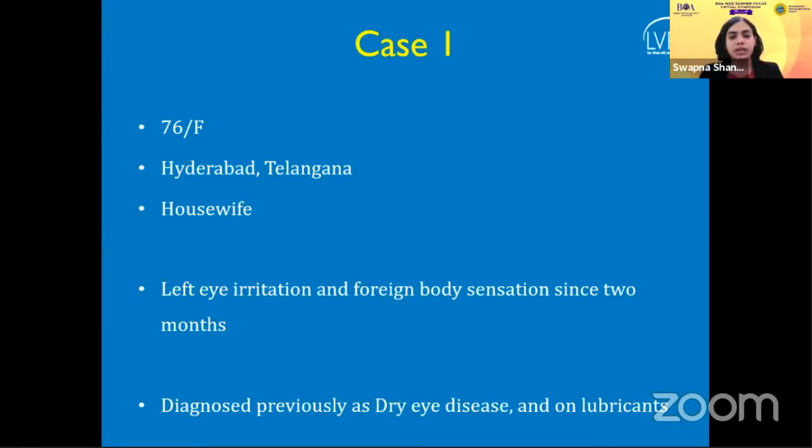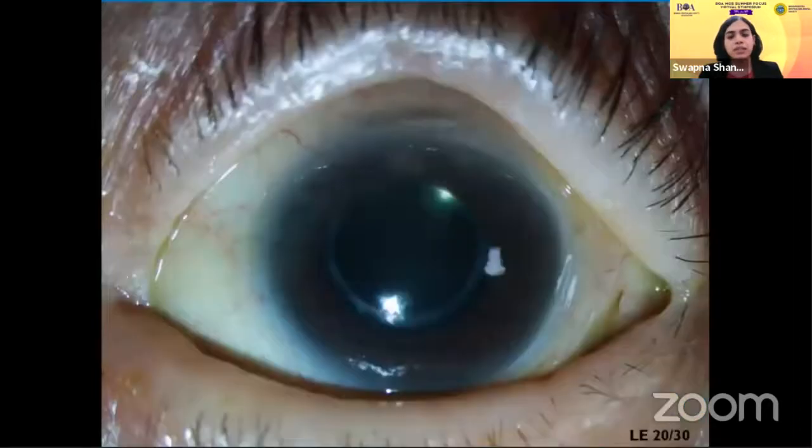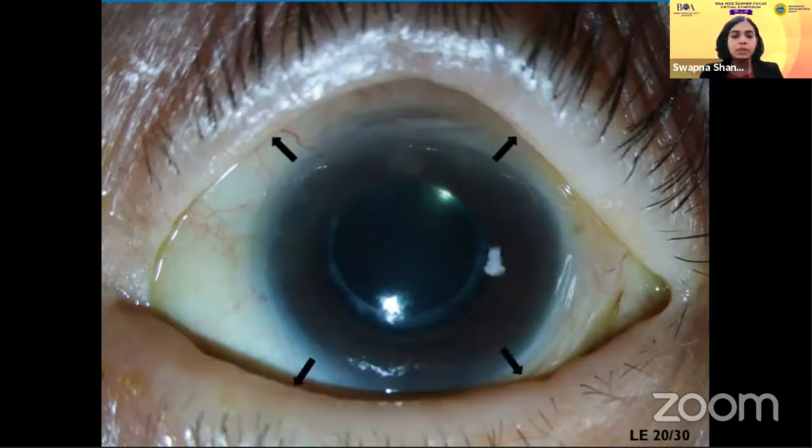And she presented to us with left eye irritation and foreign body sensation since 2 months, diagnosed previously as dry eye disease and on lubricants. Looking at this picture, I do not have photos of the everted eyelid, but she had meibomian gland blockage in both the lids, and she had rounded lid margins.